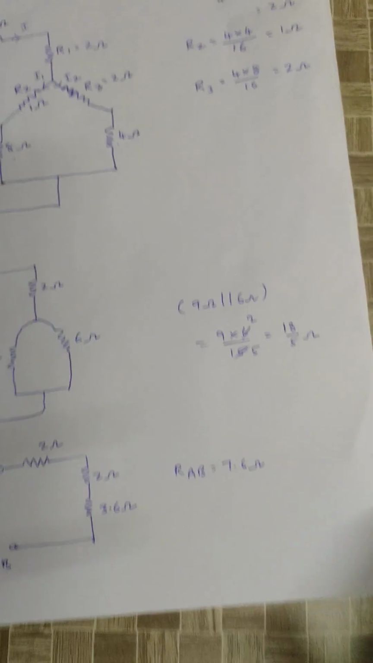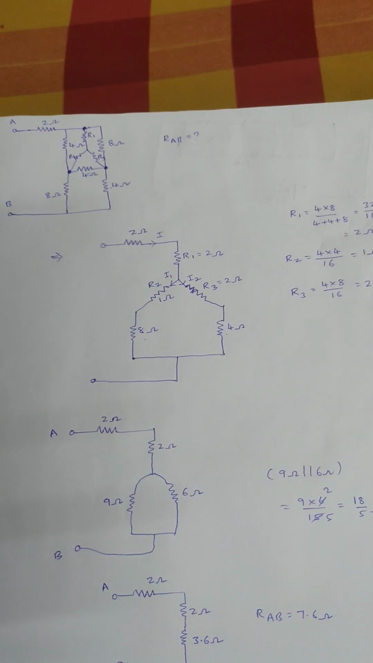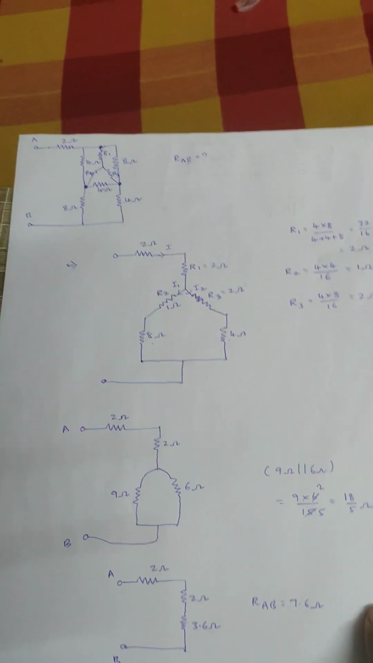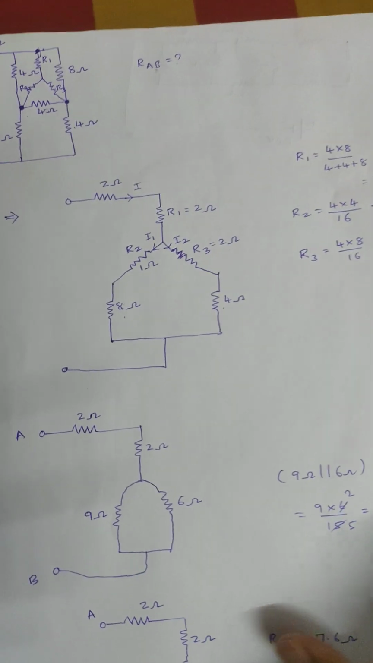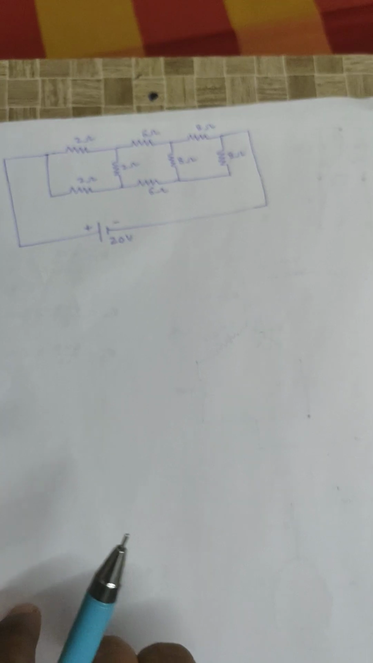In this way we can calculate the equivalent resistance between A and B terminals by using delta to star transformation. Similarly we can solve another problem also.